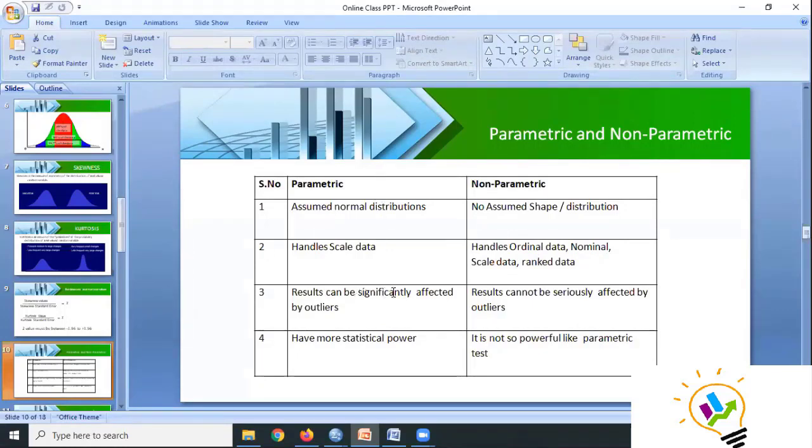Parametric results can be significantly affected by outliers. If there is an outlier in the data, the parametric test will be affected. But for non-parametric methods, we don't have that problem. Parametric tests have more statistical power; non-parametric are not so powerful. That's why when we do analysis, most people use a t-test or ANOVA, because they have more statistical power than non-parametric methods.